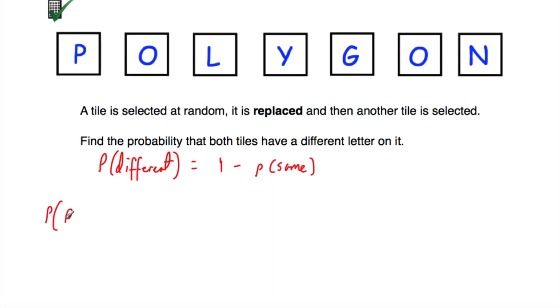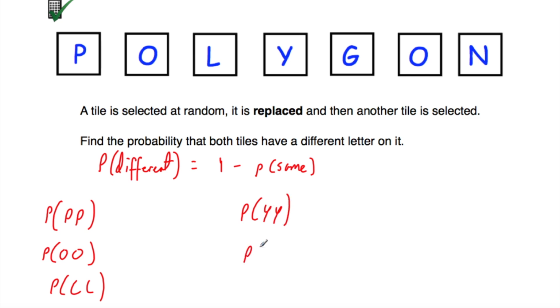So let's find the probability that the two letters are the same. That would be the probability of a P and another P, the probability of an O and another O, the probability of an L and another L, the probability of a Y and another Y, the probability of a G and another G, and the probability, well, we've done O and O already, so the probability of an N and another N. And then if we can find all those probabilities, then we can add them together. That'll tell us the probability of the two tiles having the same letters on them, and then we can do 1 subtract that, because then all the other options would be the probability that they're different to each other.